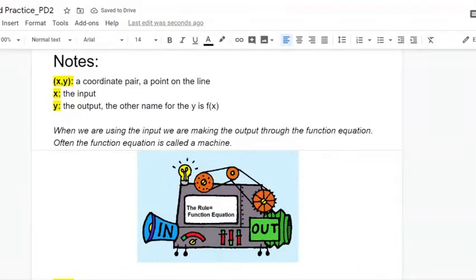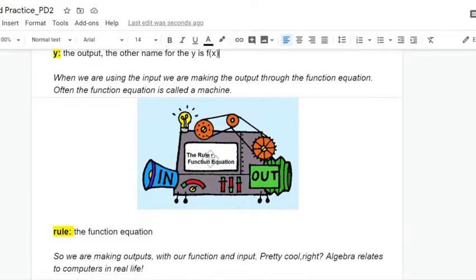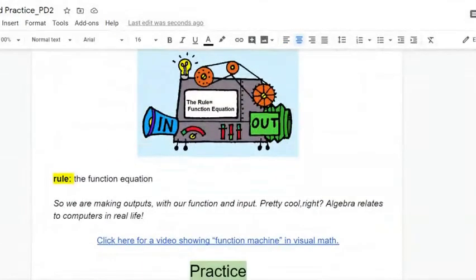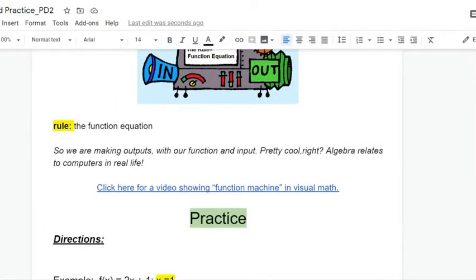So when we're using the input to make the output, we think of it as a function machine, or a function equation machine. And the rule is the equation. So whatever you put in, something spits out. So in this case, we put the 1 into this machine, the 2x plus 1, and it spit out a 3. So that's how we use the function. Again, the rule is the function equation. So there is an analogy for this, the function machine, and there's a video that some other teacher provided, and I like it a lot.